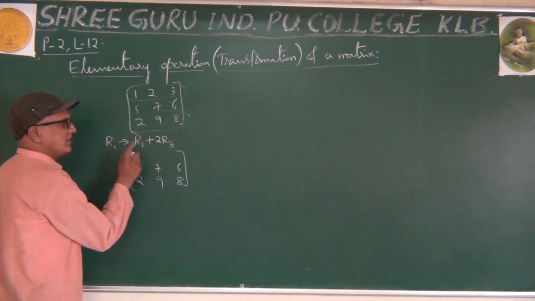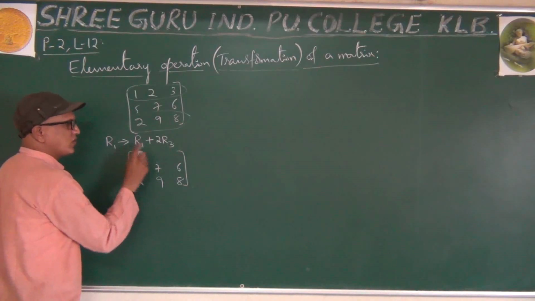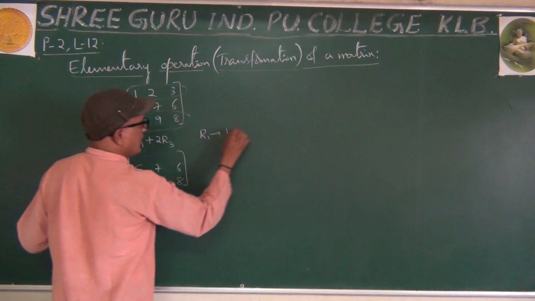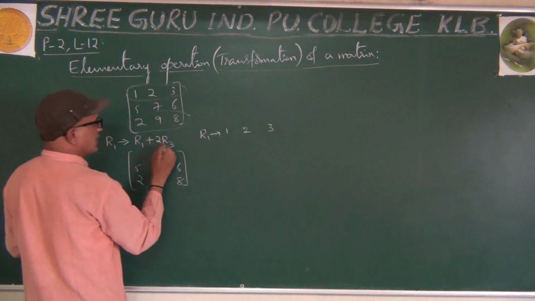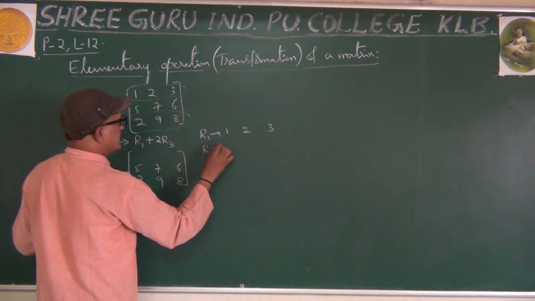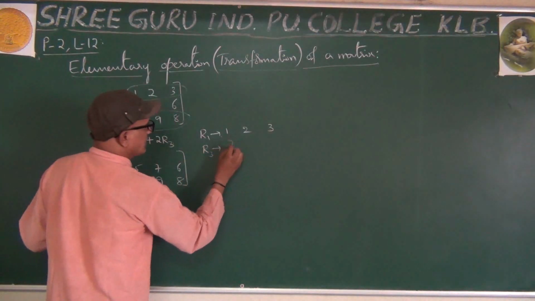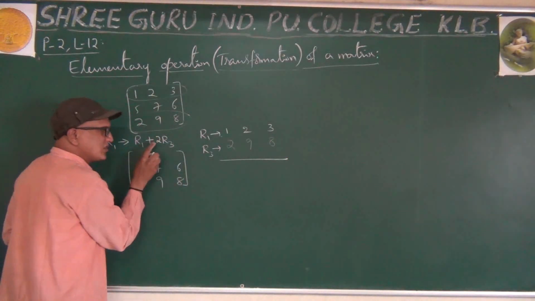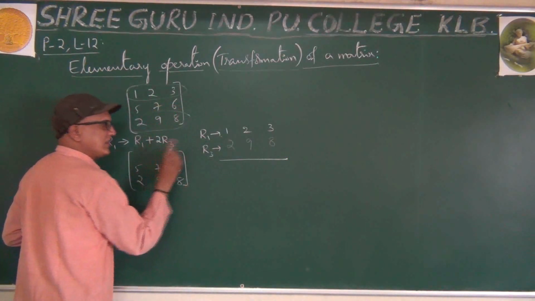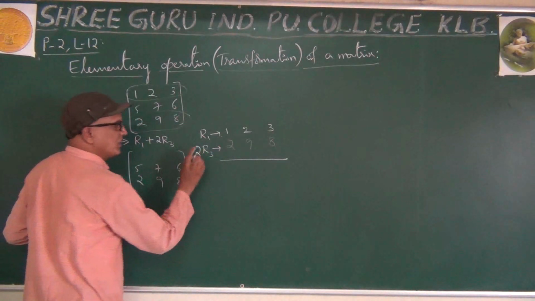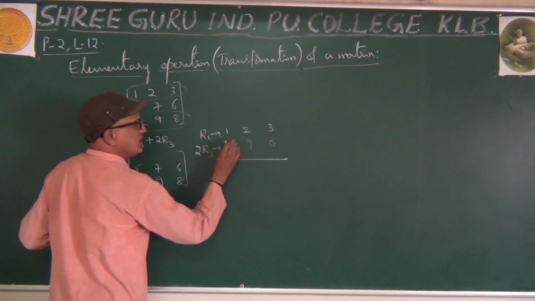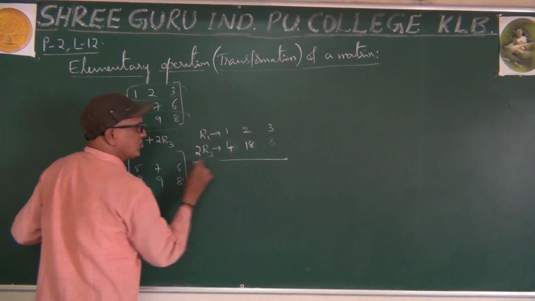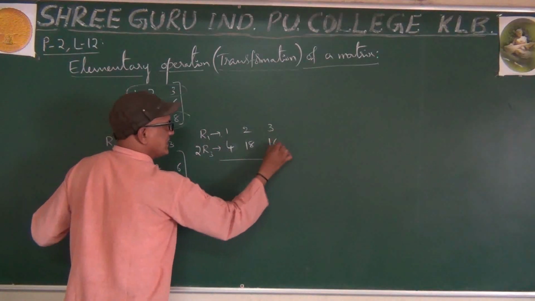How are we changing? First row plus 2 R3. What is the first row? R1. What are the elements in R1? 1, 2, 3. What are the elements in R3? 2, 9, 8. We want 2 R3. 2 into R3: 2 into 2 is 4, 2 into 9 is 18, 2 into 8 is 16.